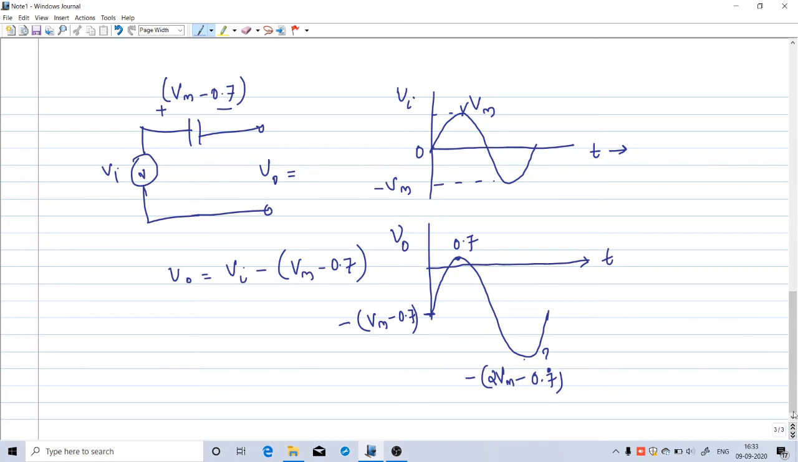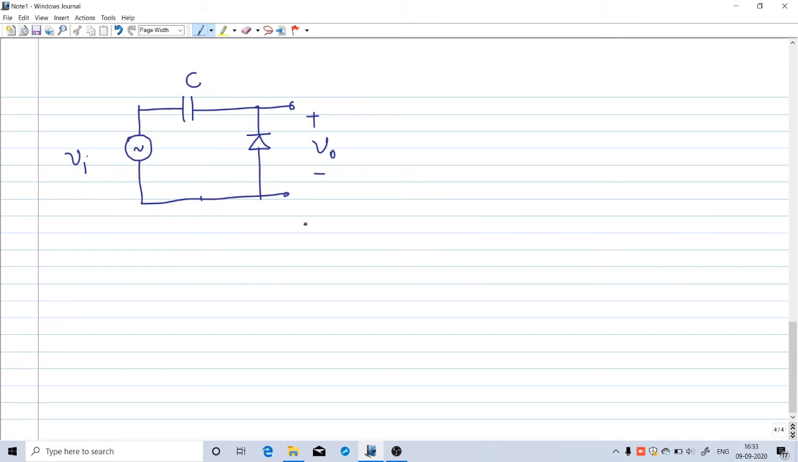Now we can see what happens if you reverse the connection of the diode. Okay, let us consider the same circuit. I will reverse the diode. The diode is now pointing upwards. So this is Vo, this is Vi, this is C.